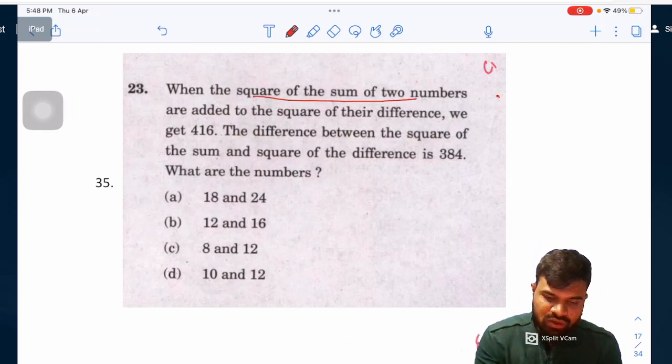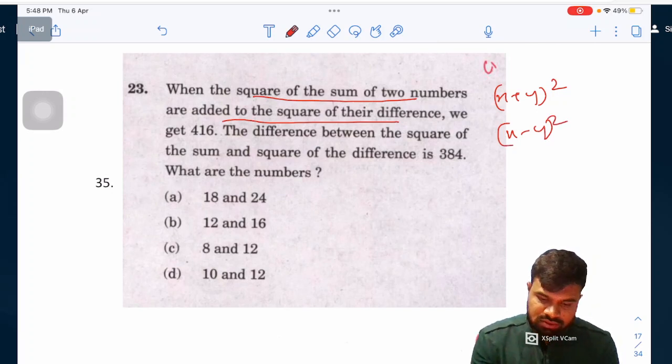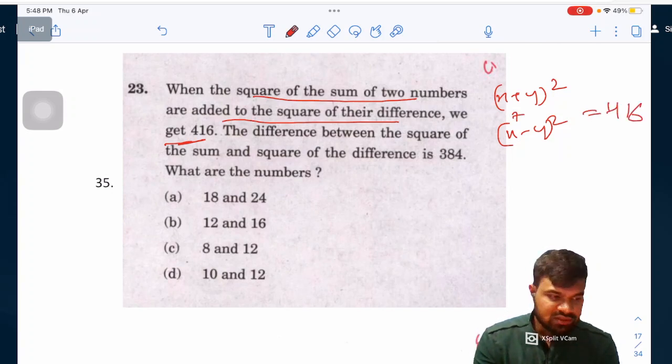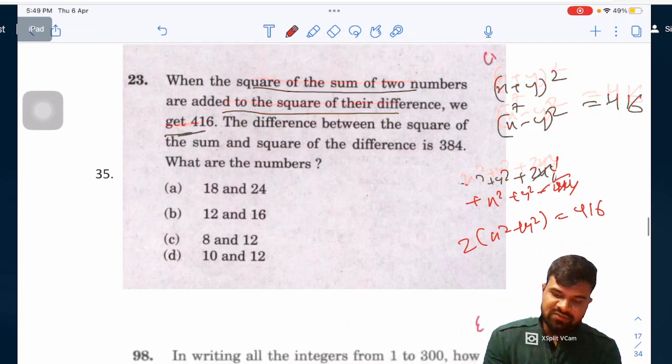The square of the sum of two numbers, that means (x plus y) square, added to the square of their difference, (x minus y) square, gives 416. Now, x square plus y square plus 2xy is the formula for (x plus y) square, and x square plus y square minus 2xy is the formula for (x minus y) square. So 2 into (x square plus y square) is 416.